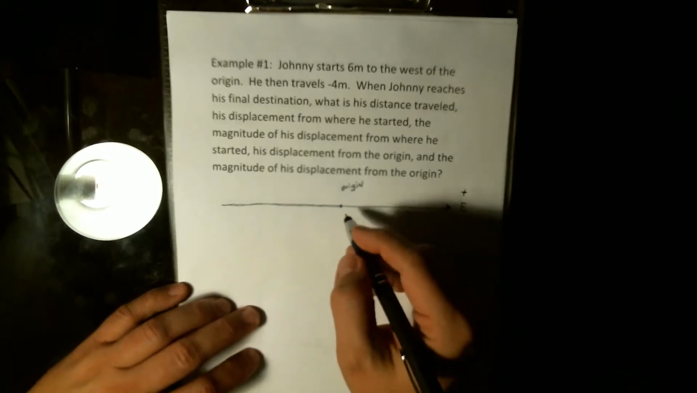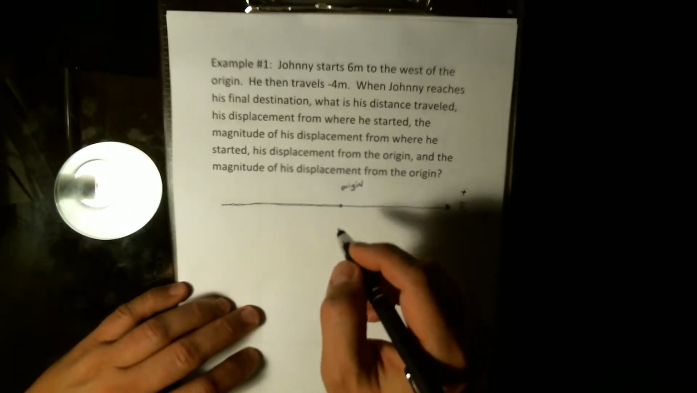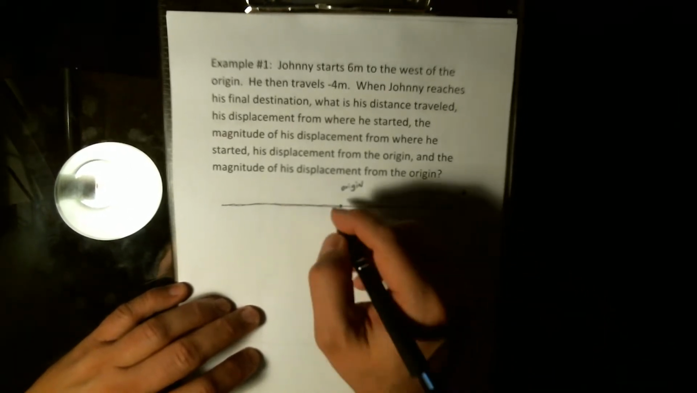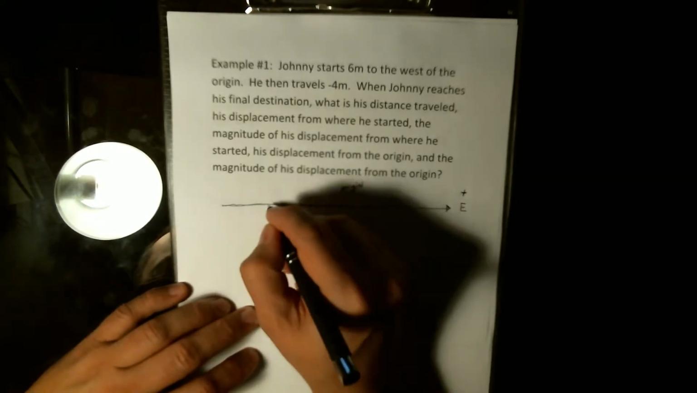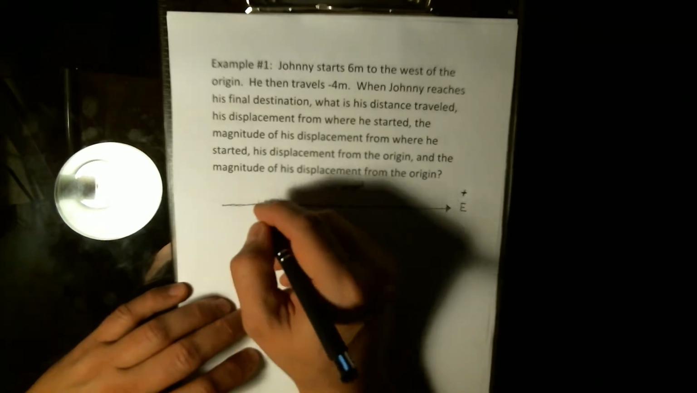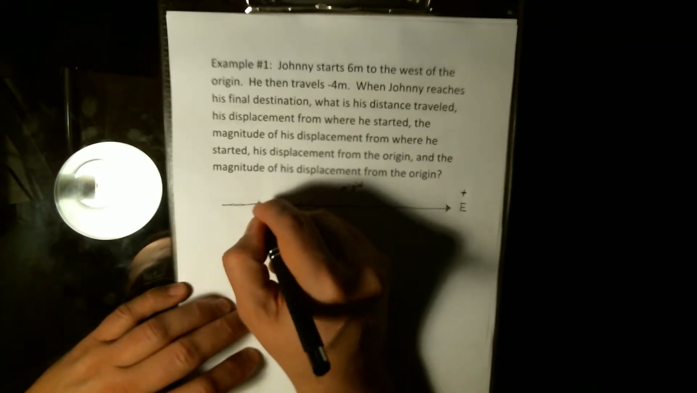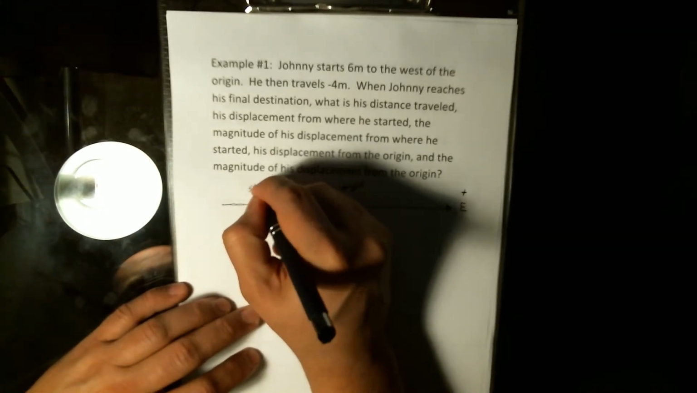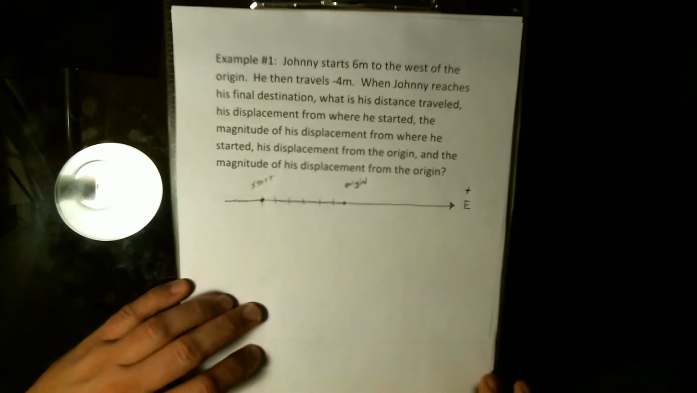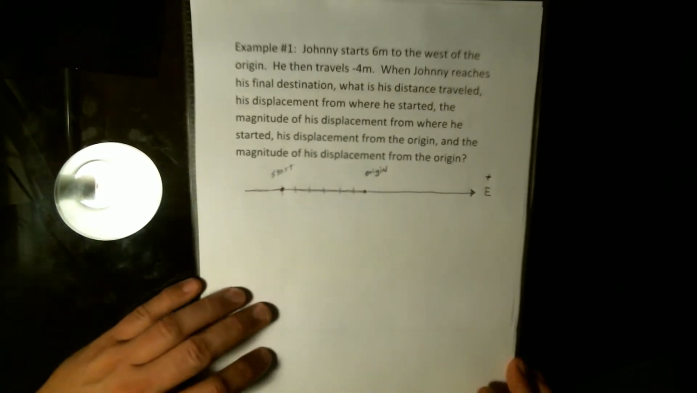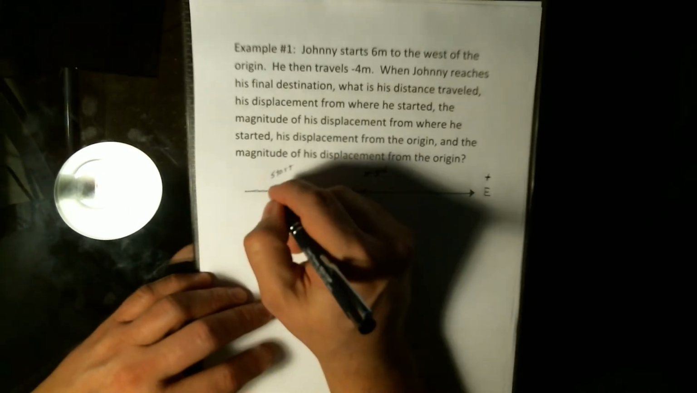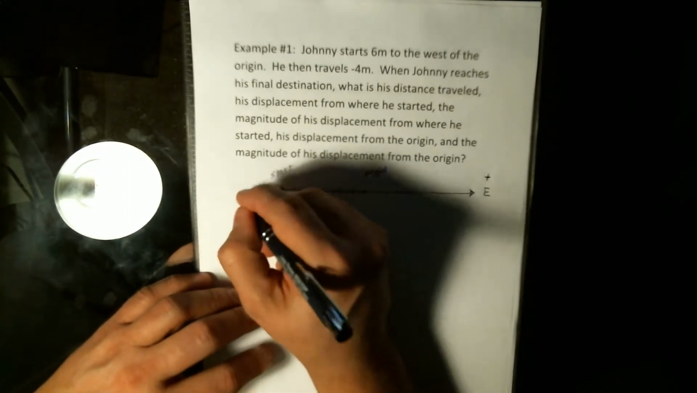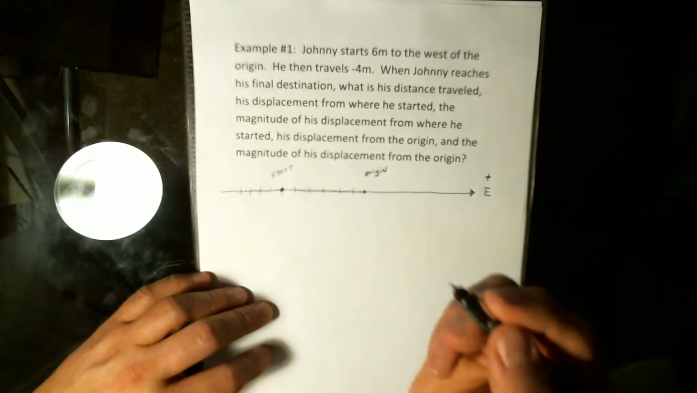So you start here at the origin, and you're going to go 6 meters to the west for him to start. 1, 2, 3, 4, 5, 6. So good old Johnny starts here. That's his start point. He travels 4 meters. I'm just going to give you this to be sure that if you're going to get confused, you do it.